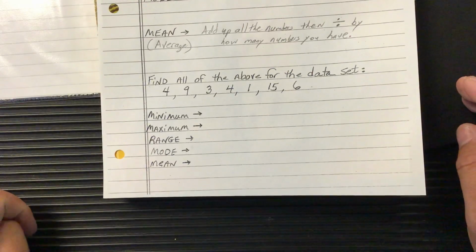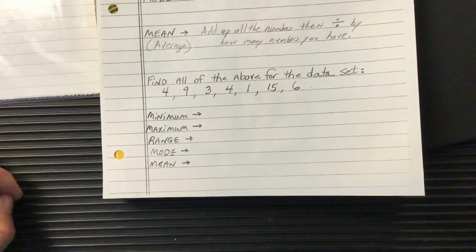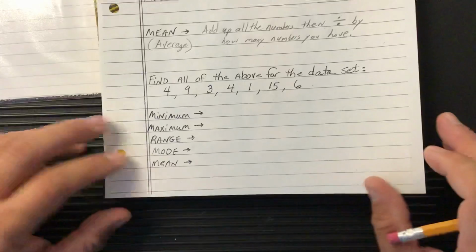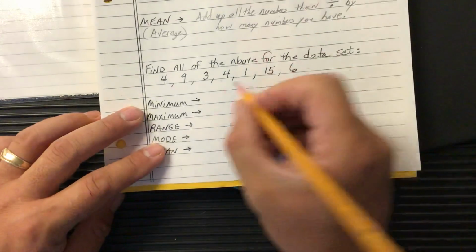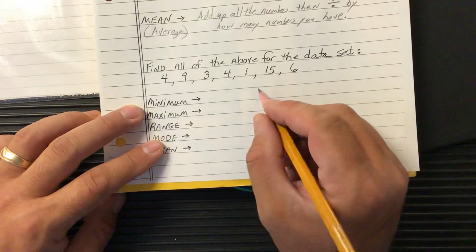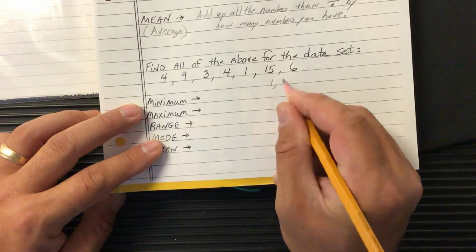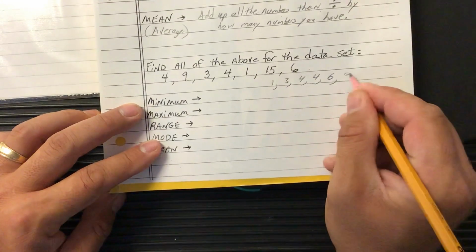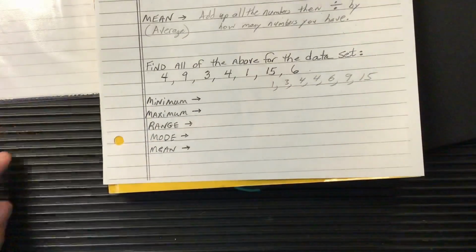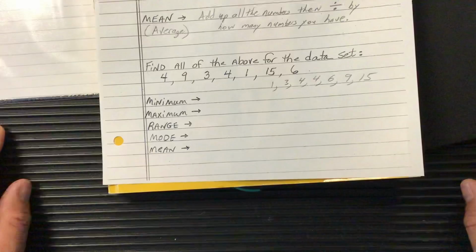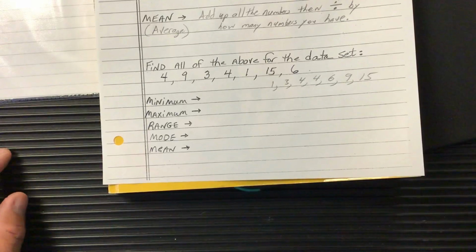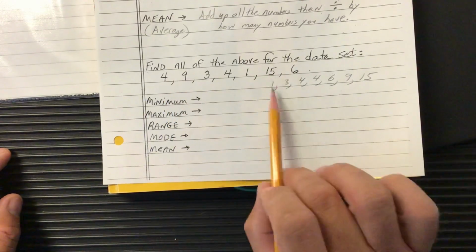All right. So here's our first data set, and we're going to answer some questions. I am going to write those numbers in order just to help me out so I can see them. So I'm just going to rewrite 1, 3, 4, 4, 6, 9, 15. I like looking at them in number order. I think that's easier for me, especially if it's going to ask me some other questions like the middle number or things like that. So make sure I have 7 numbers in each.